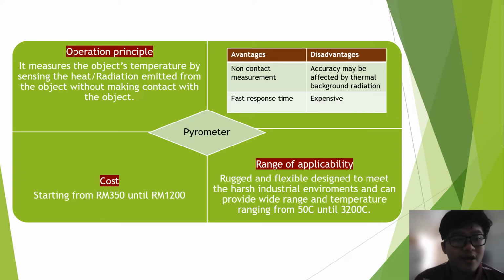Pyrometer. Operation principle: it measures the object's temperature by sensing the heat or radiation emitted from the object without making contact with the object. The advantages of this item are non-contact measurement and fast response time. Meanwhile, the disadvantages are that accuracy may be affected by thermal background radiation, and it is expensive. The cost for the item is from RM350 until RM1200.